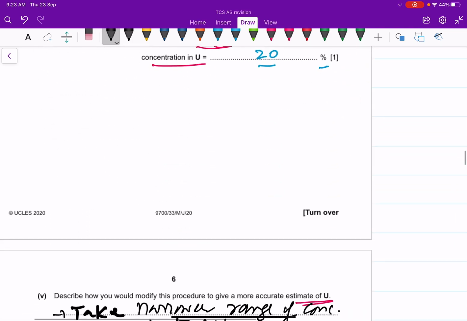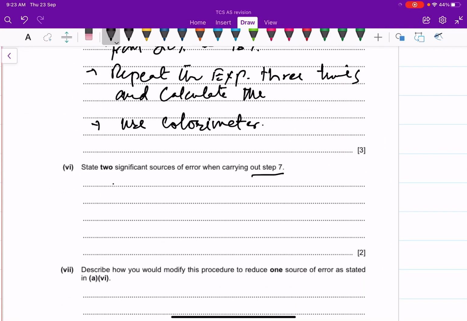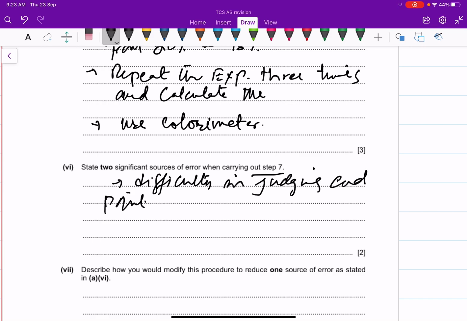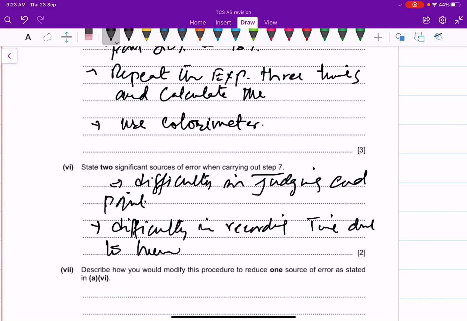So sources of error would be difficulty in judging the end point. Okay, and secondly, human reaction time error or difficulty in recording time due to human reaction time error. Okay, or due to the human reaction time.